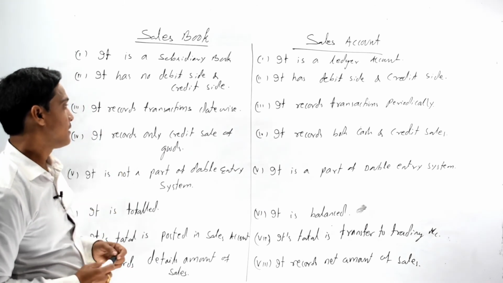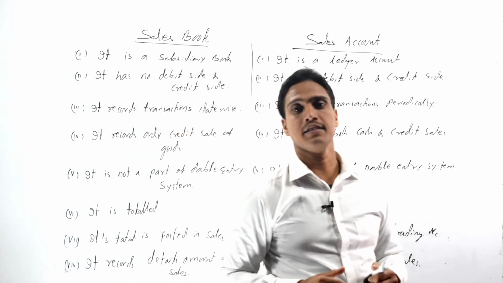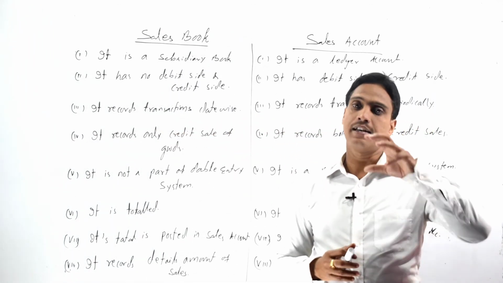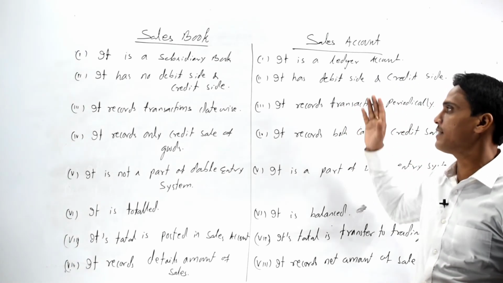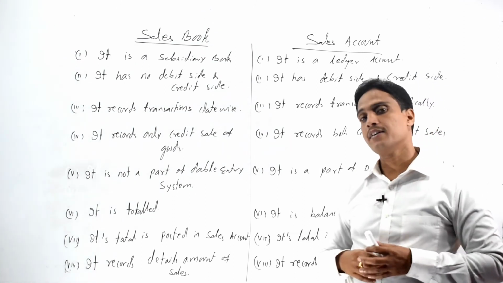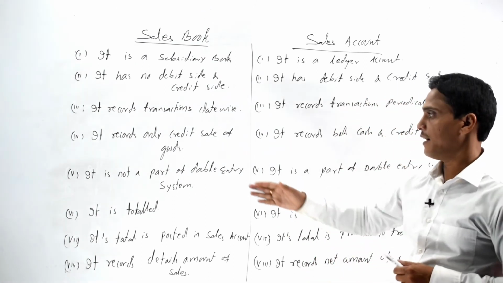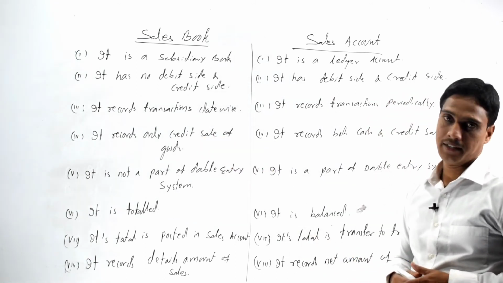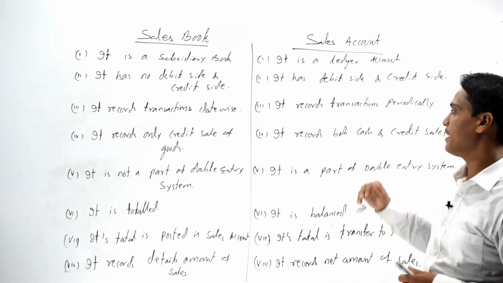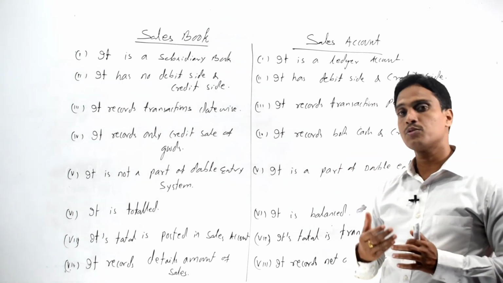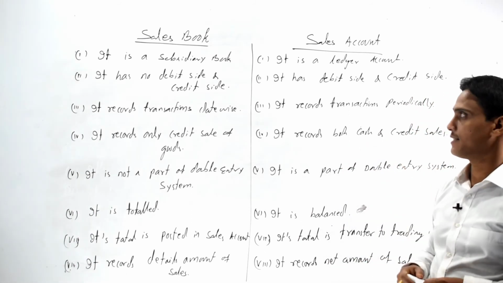Then our third difference is sales book records transactions date wise or occurrence wise, whereas our sales account records transactions periodically. Sales book records only credit sale of goods, whereas our sales account records both cash sales and credit sales.